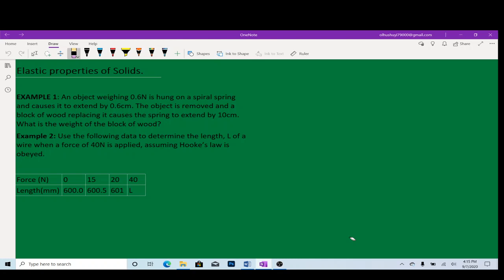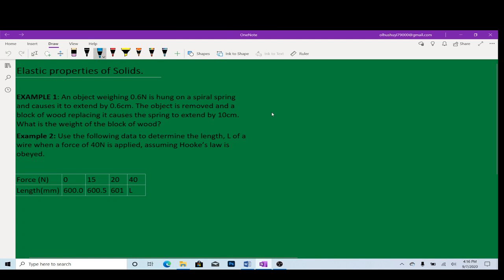Now, today we'll talk about elastic properties of solids. Quickly, what is elasticity? Elasticity is the ability of an elastic material to retain its elastic properties when stretched by a force, provided the elastic limit is not reached.